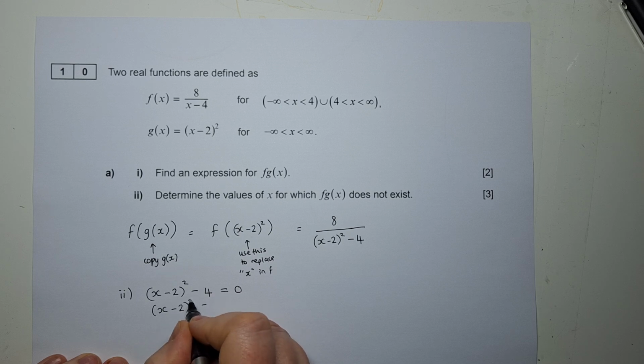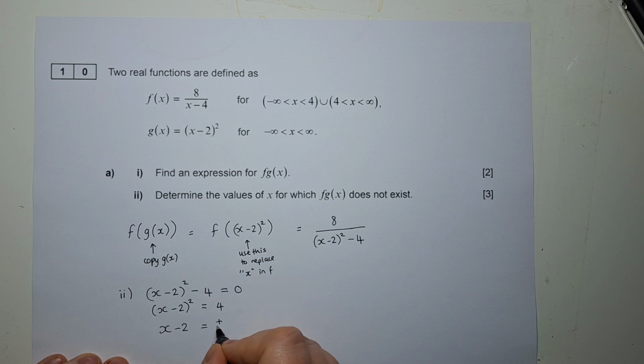Okay, so if we hop the 4 across, if I square root, I must remember to do plus or minus. The other option would be to times this out and bring the 4 back in and refactorize. Okay, but you can just do a square root as long as you remember plus or minus. And then hop the 2 across, and that will give you x is 4 or x is 0.